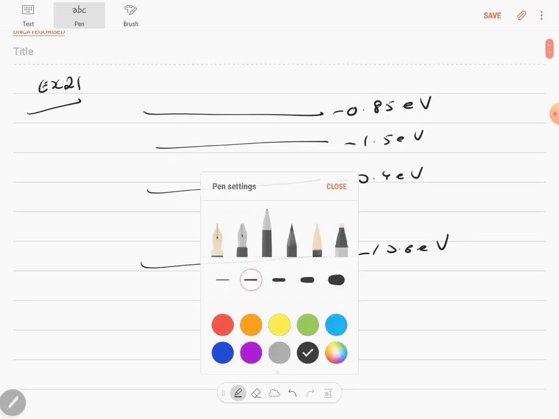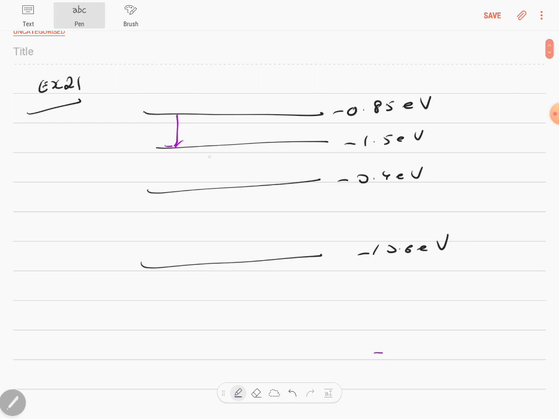In the diagram there are transitions: this one jumping like this is A, this one from here to here is B, this one is C, and this one is D. They're saying the energy level diagram of these elements has been given. Identify, by doing the necessary calculation, which transition corresponds to the emission of a spectral line of wavelength 102.7 nanometer.